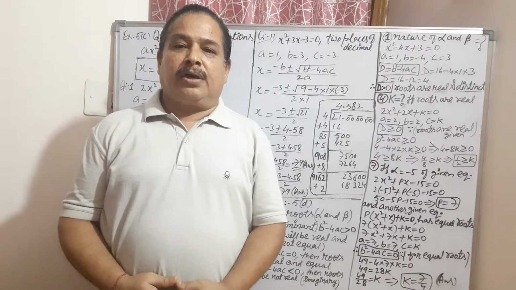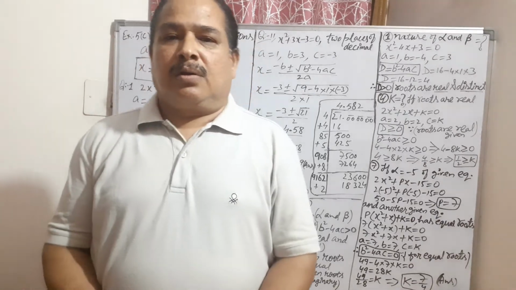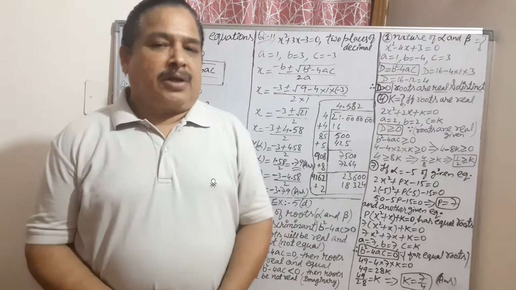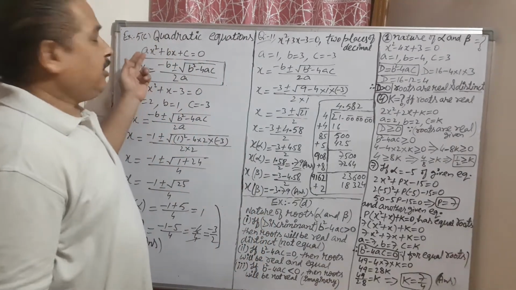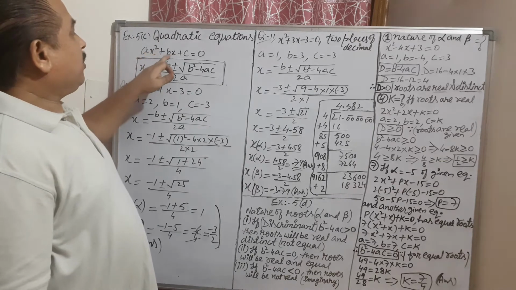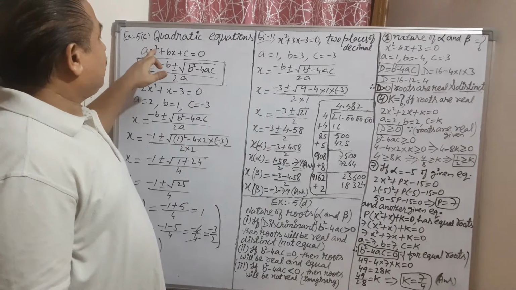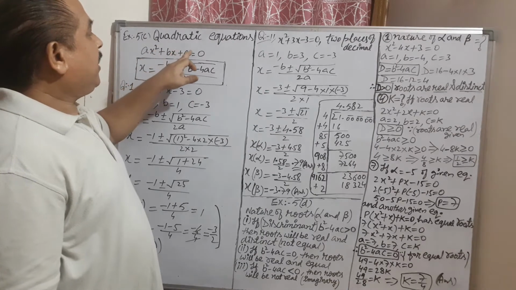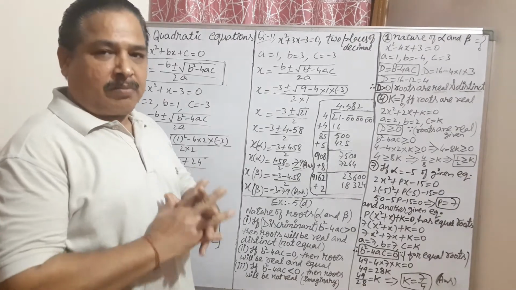Class 10. Today I am going to start a new topic, quadratic equation. What is a quadratic equation? It is an equation which has the highest power as 2. See this side, ax square plus bx plus c. x has power 2, the highest power is 2, then x to the power 1, then x to the power 0. Powers are in descending order, but the highest power will be 2.